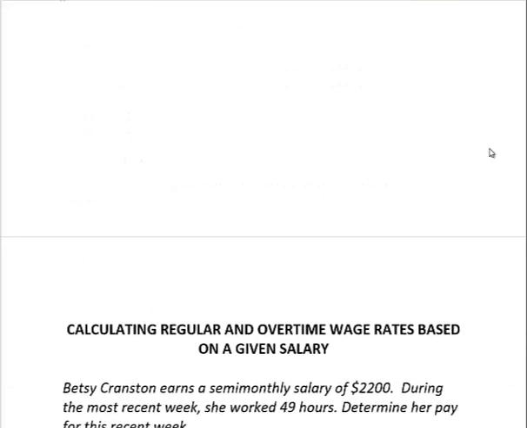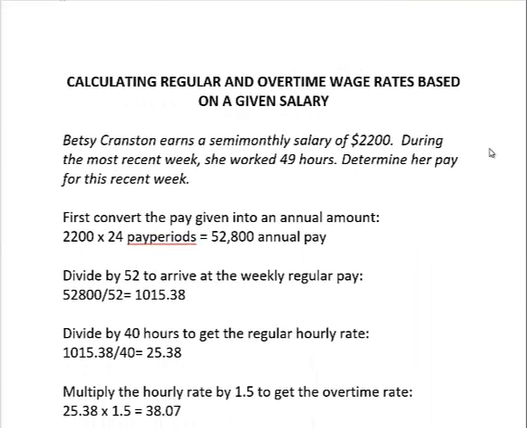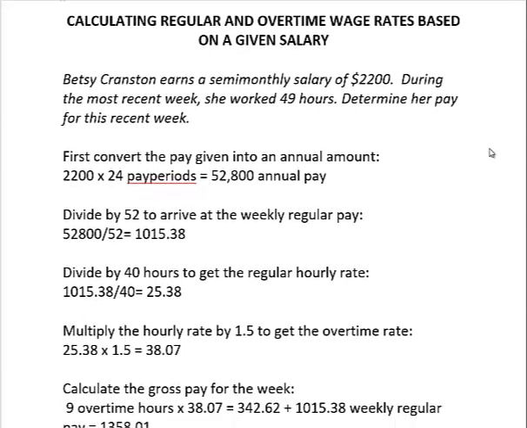In the next example, we're going to calculate regular and overtime wage rates based on a salary. Betsy earns a semi-monthly salary of $2,200. During the most recent week, she worked 49 hours. Determine her pay for this recent week. So the first thing we're going to do is convert her semi-monthly pay into an annual amount.